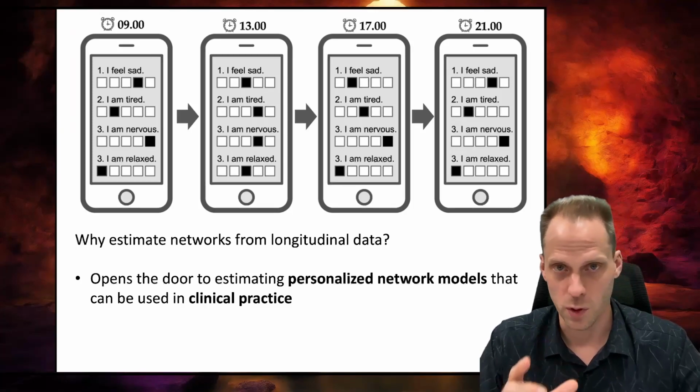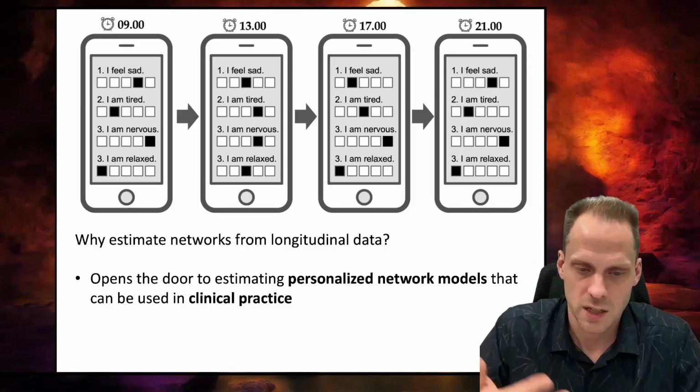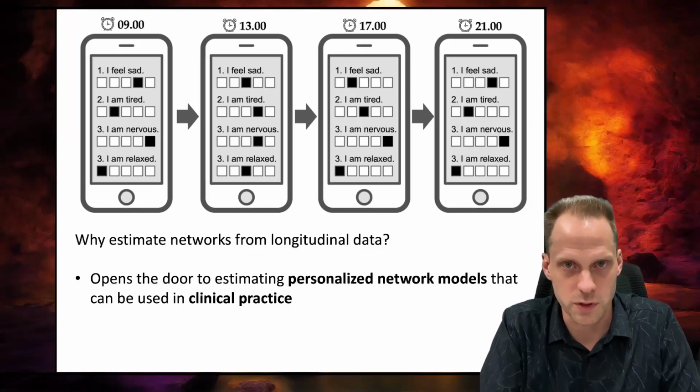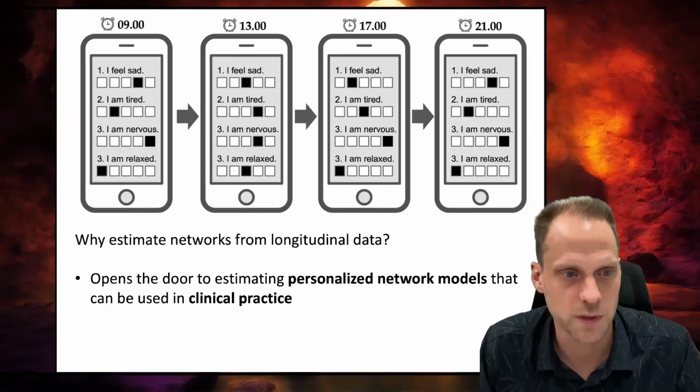Well, if you want to have a model for one particular person, you're going to need a lot of data, and you can only get it from one person, so you're going to need repeated measures.